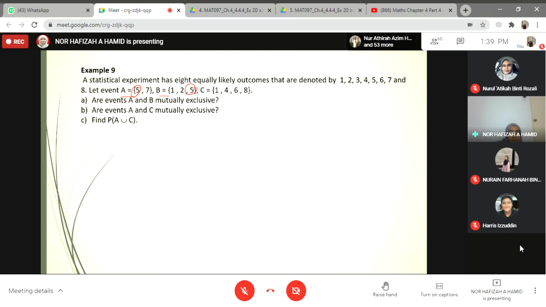Tapi kalau untuk yang B, event A and C. So A dengan C. So dia tak ada intersection. So you boleh kata event A and C tu are mutually exclusive event. Since A intersect C is equal to 0. Okay, so tak ada intersection, you boleh kata mutually exclusive event. Okay, so you nak calculate union, you boleh pakai formula yang tadi, additional rule 1.